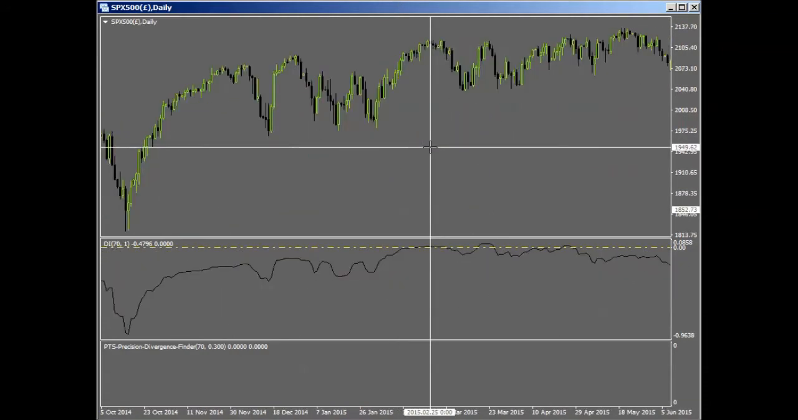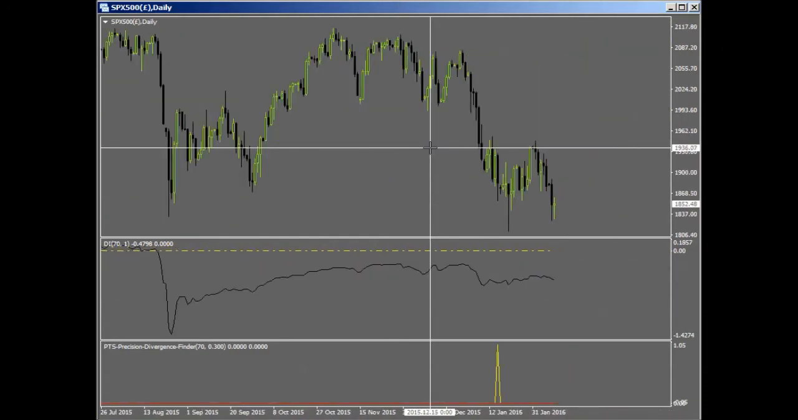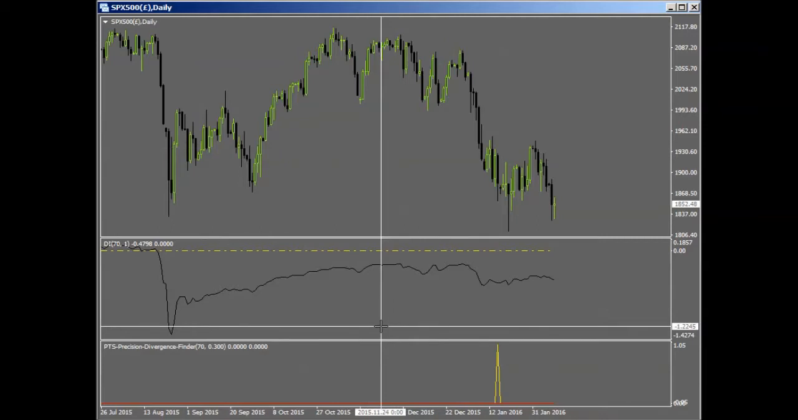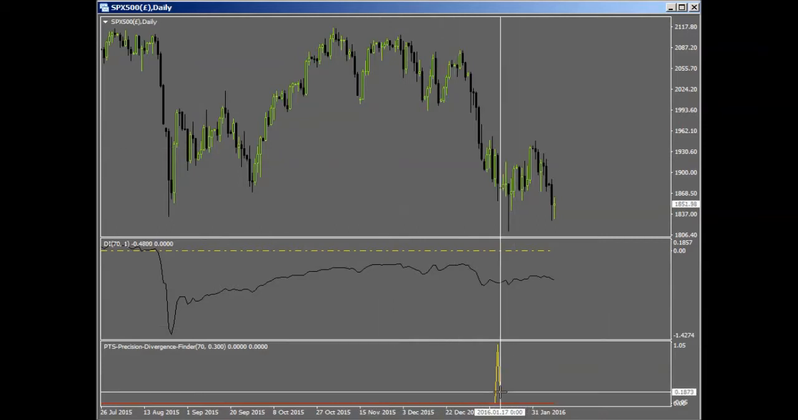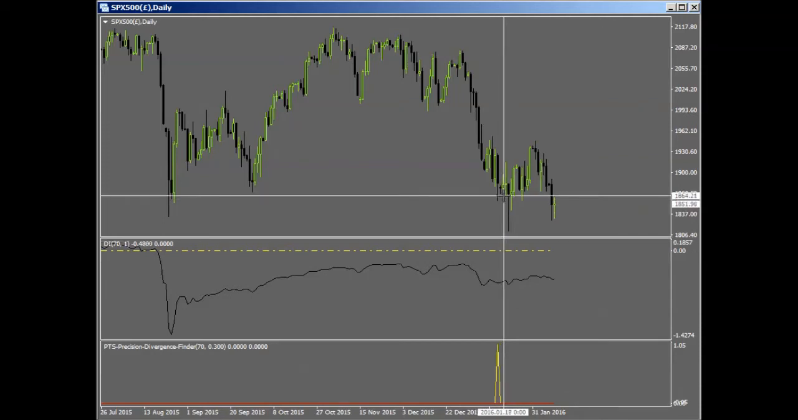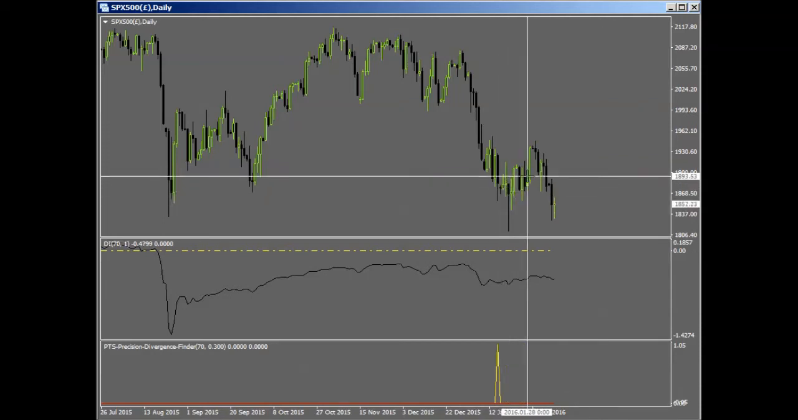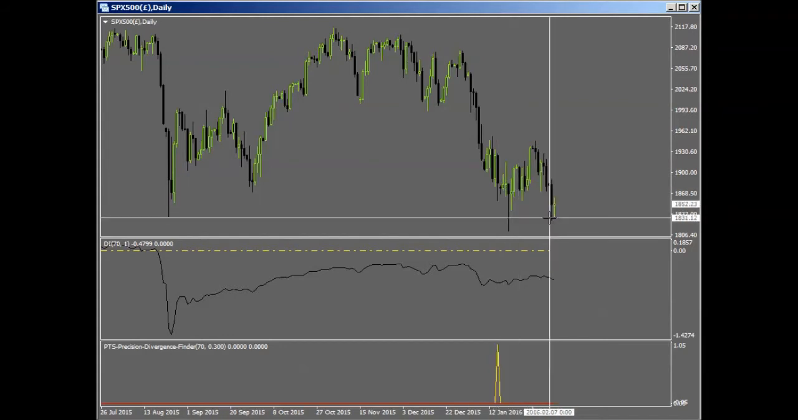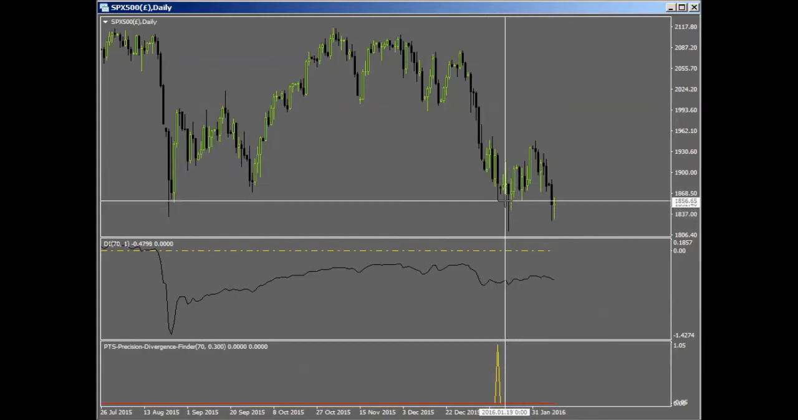Divergences are very, very dangerous things to put your faith into, and you must use a stop loss. I can't overemphasize that enough. So there's another one just recently. This one hasn't come to fruition. It still may, but usually when they work, they work pretty quickly.